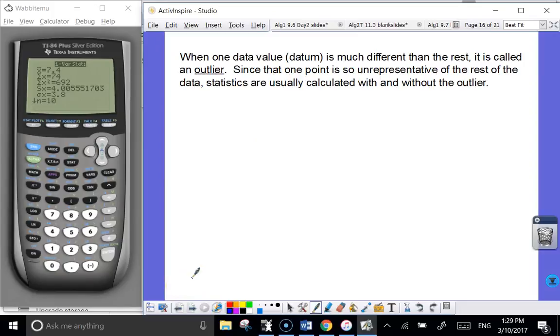Okay, one last thing. No, actually, two things. When one data value is much different than the rest, that's called an outlier. And usually, if there's an outlier in the data, let's say my 2 hours waiting at the vet office when all the rest of the times are only 20 minutes, usually you would calculate the statistics with the outlier and without the outlier. I would say that usually it's the outlier.